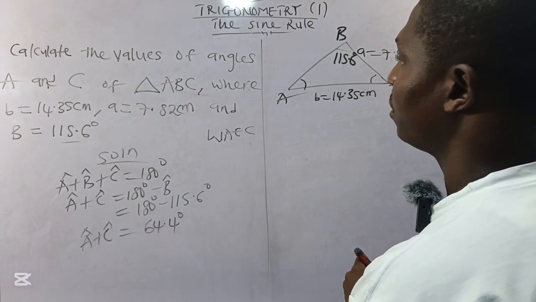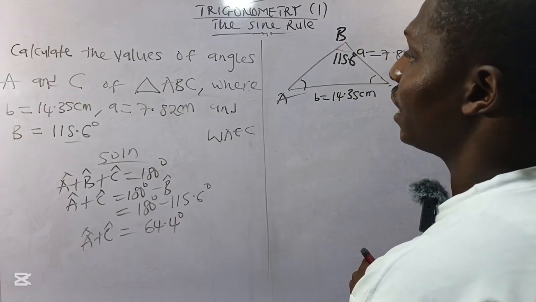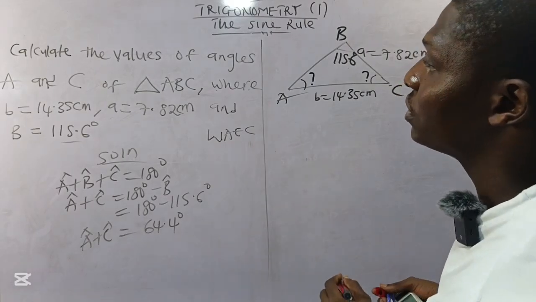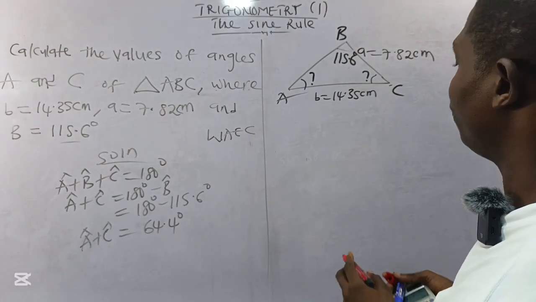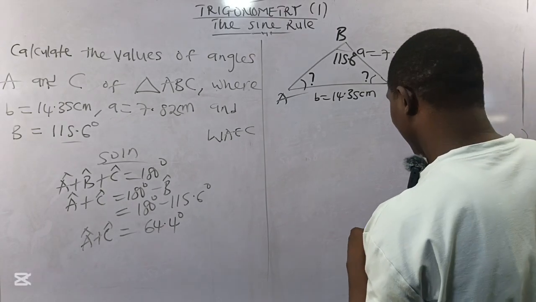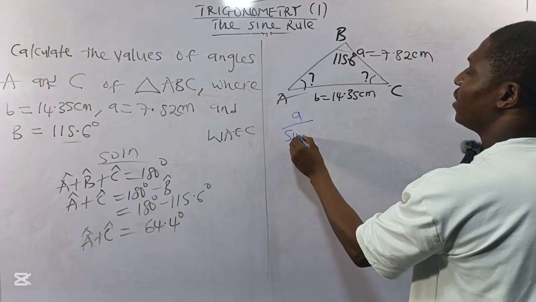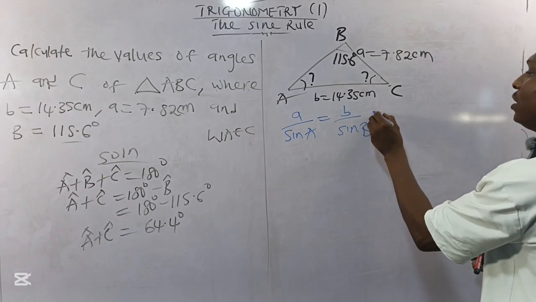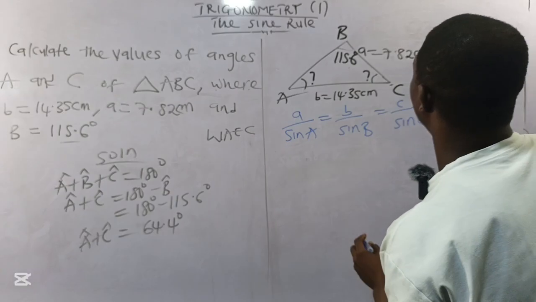So these are the three pieces of information given. Angle A and angle C are the ones we are looking for. Side a was given, side b was given, and angle B was also given. Now I'll put my theorem, which is a over sine A equals b over sine B equals c over sine C. My a is what?